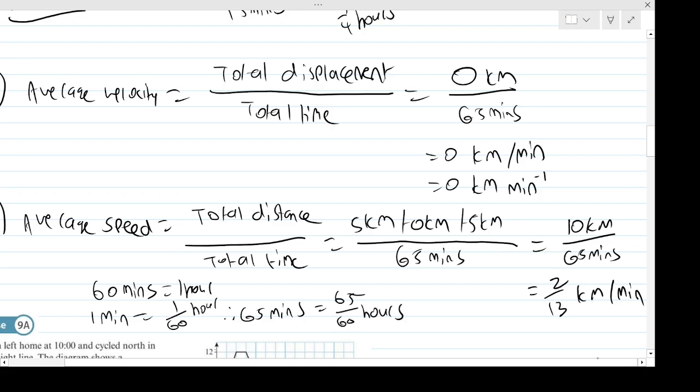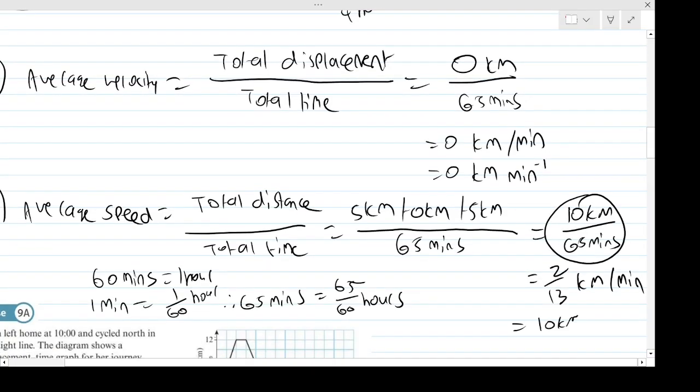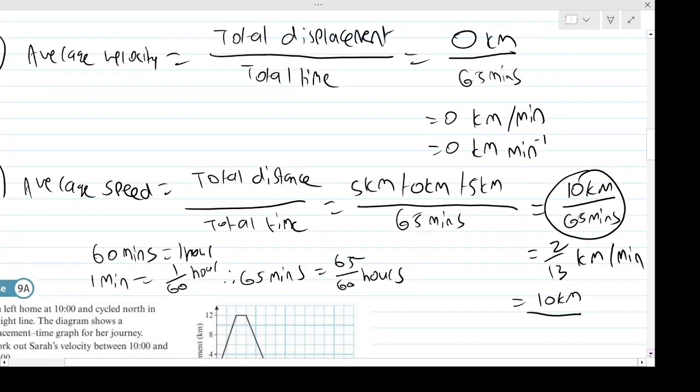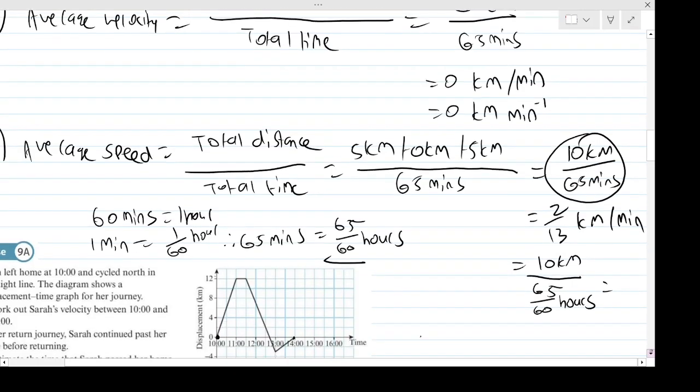So alternatively, we can say that it's 10 kilometers over 65 minutes as an hour, which is 65 divided by 60 of an hour. If we simplify this nasty fraction, because I've got a fraction in a fraction, we can do 10 divided by 65/60. That's what I can put in my calculator to simplify this fraction.